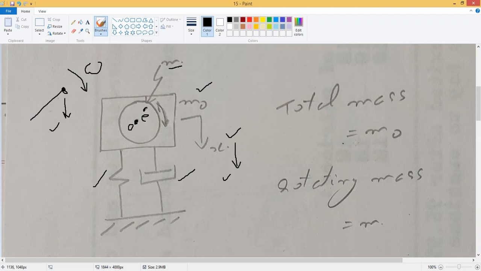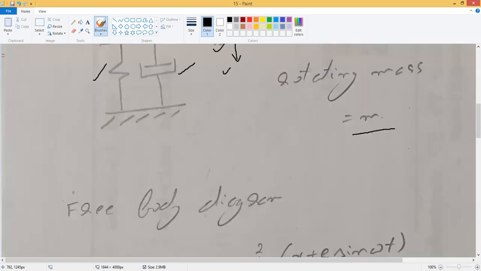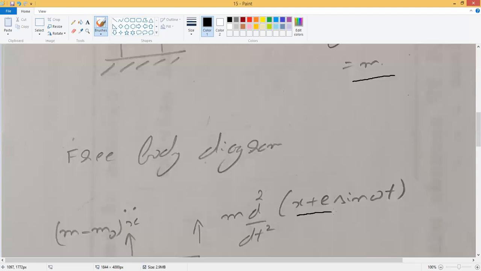Anyhow, the total mass happens to be m0, the rotating mass happens to be m, and the center of gravity at point E is undergoing displacement because of x and also because of the rotation of E. So I have x and also the rotation of E. This is the vertical component of the displacement because of rotation. And since both of them are along the same downward direction, I have basically added both of them.